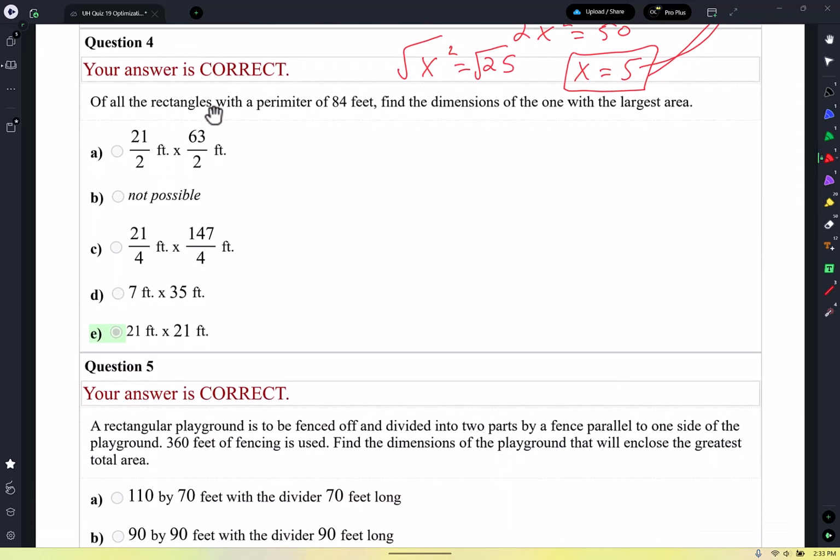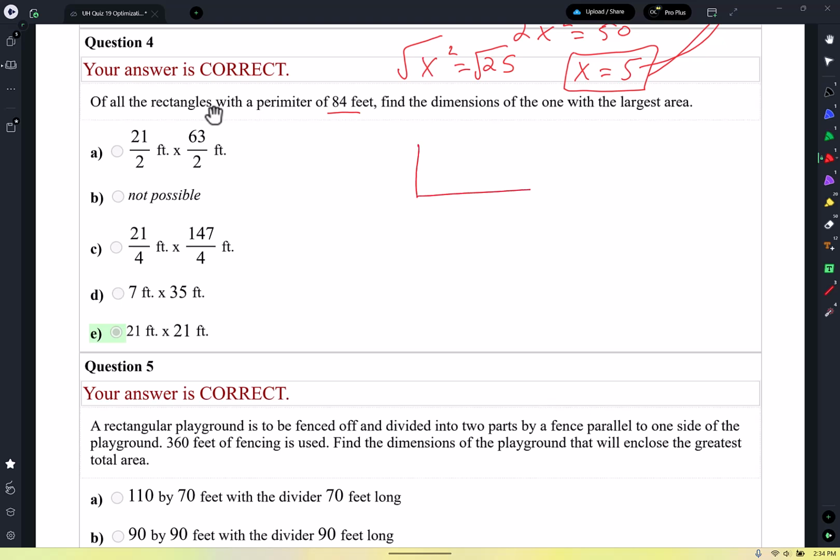Of all the rectangles with a perimeter of 84, find the dimensions of the one with the largest area. And it's no coincidence that it's a 21 by 21, but I do want you to be good test takers, but don't cheat the system. Do it the right way, you know?